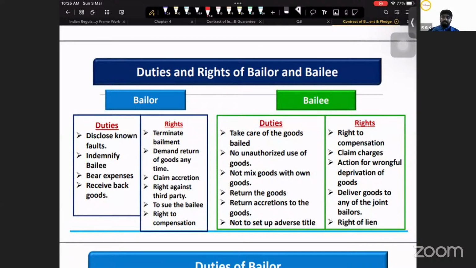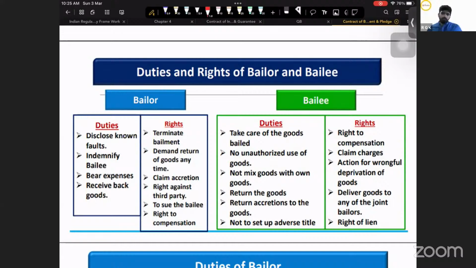Next thing that we need to discuss is duties of bailee. What are the duties of bailee? See, rights of bailor should be duties of bailee. Simple. Of course, there are some additional things we have to keep in mind. There are few important points here.